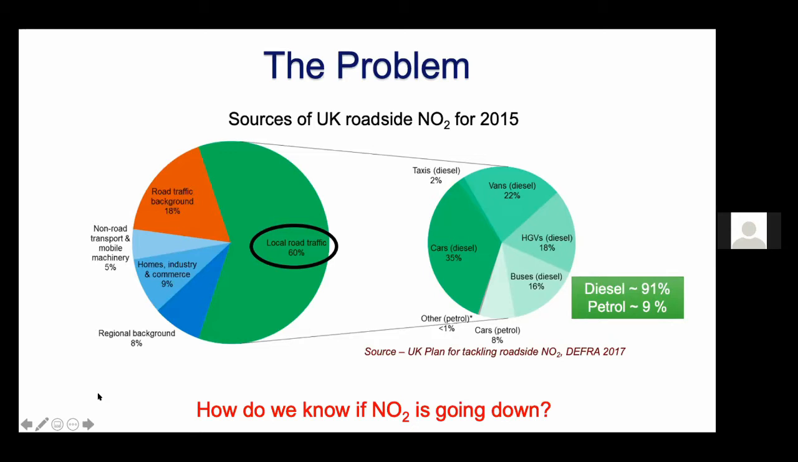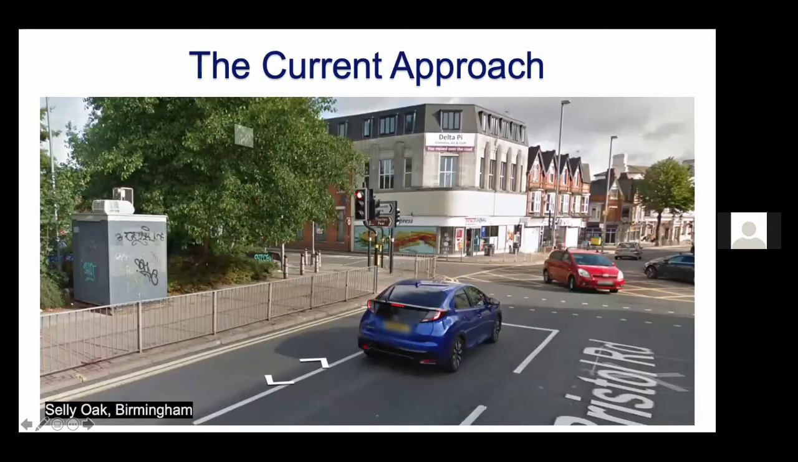Now, the question is, how do we know if the nitrogen dioxide is going down? So there should be some measurements taking place. If you had a chance to walk between Tesco and Aldi in Selly Oak, Birmingham, you may have observed this gray box. I don't know if you have or not, but this is one of the air quality monitoring stations that we have in Selly Oak.